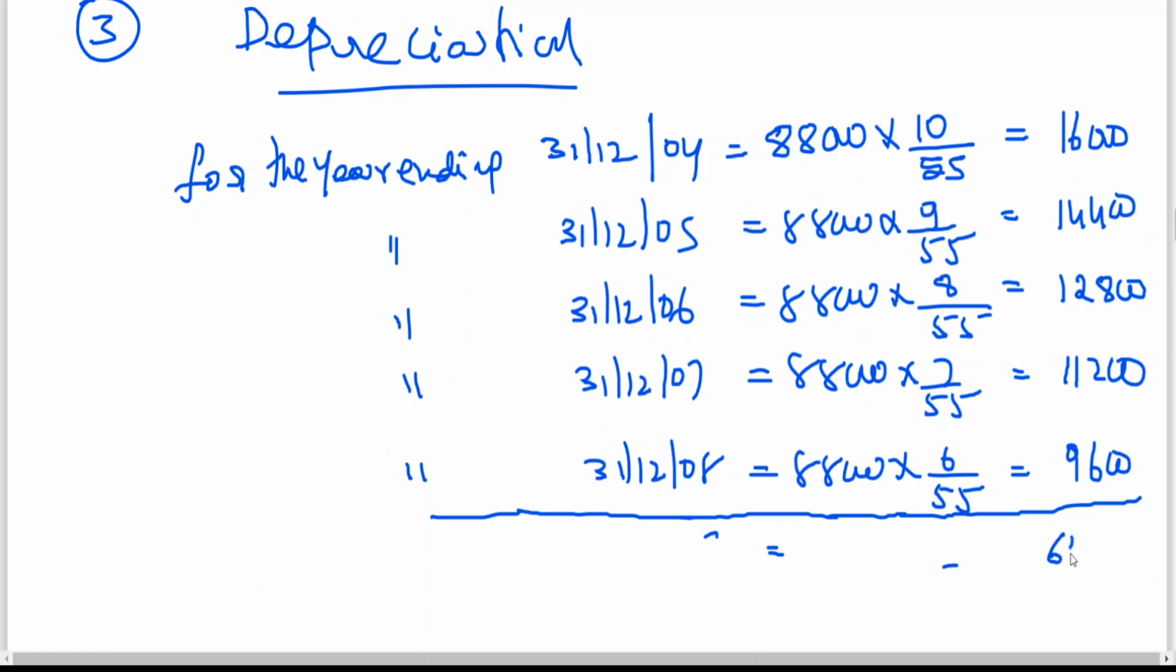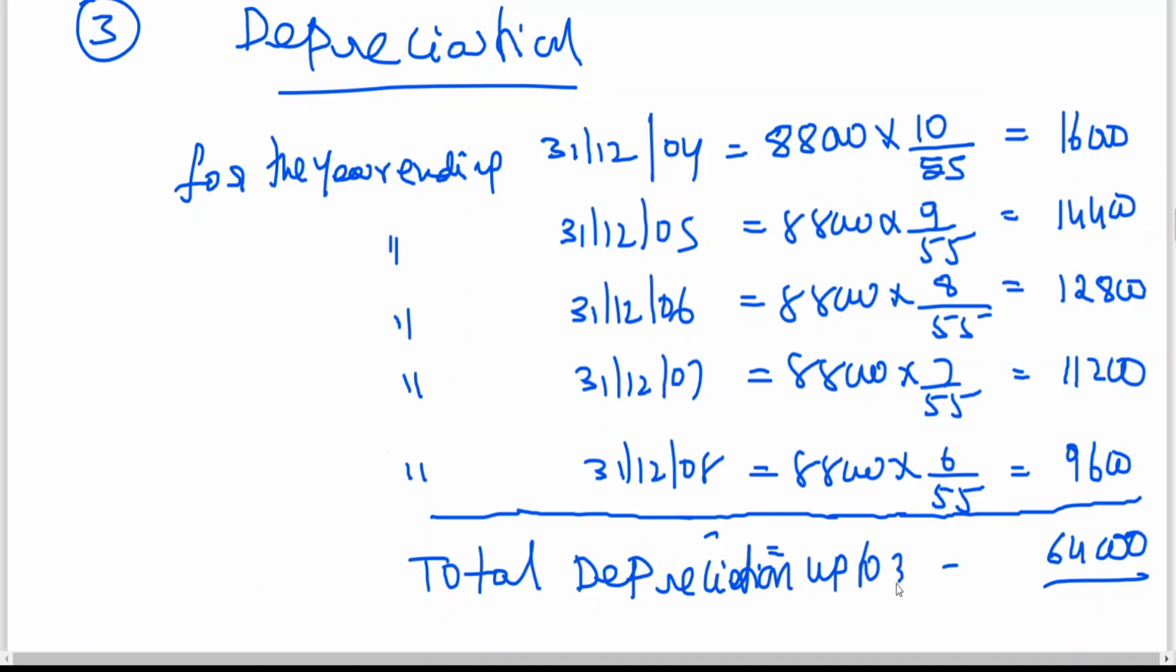The reason is that instead of opening the account for years 1, 2, 3, 4, 5, he is asking us to open the account for 2009. So that is why I need to have the written down value as on that date. So total depreciation up to 31st December 2008. What will I be writing here?